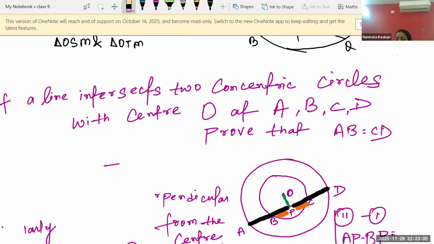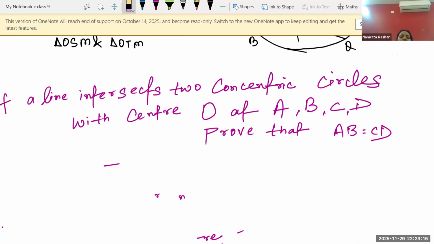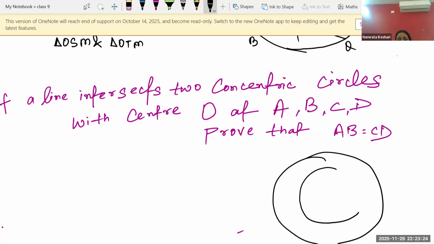See what the question says over here. If a line intersects two concentric circles, okay, the figure was already given. Let me draw the figure. Here we don't have to think about the figure and all. Okay, already the figure is drawn. So if a line intersects two concentric circles with center O at A, B, C, D, prove that AB is equal to CD.